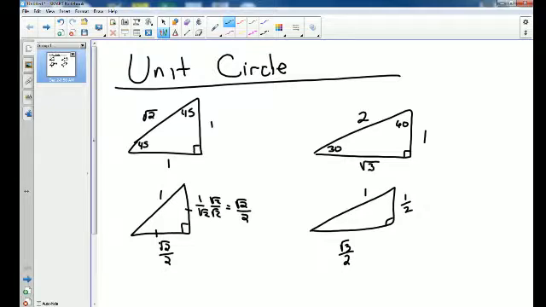We're going to use that information to build what's called a unit circle. The unit circle is going to help you memorize a bunch of values for sine and cosine and tangent, instead of having to count keys. So, keep these in mind.